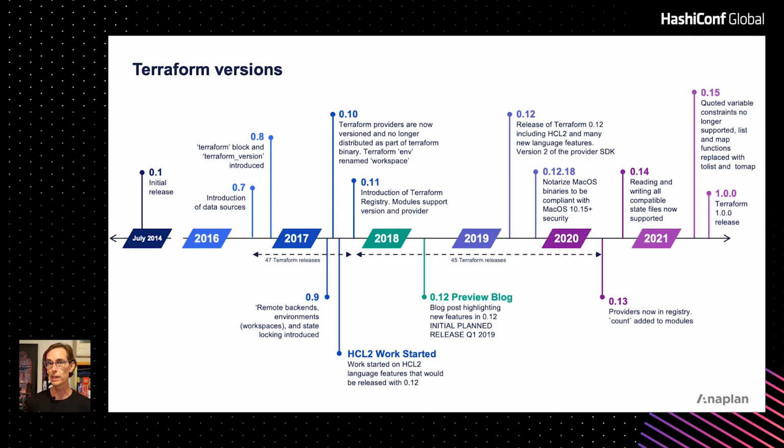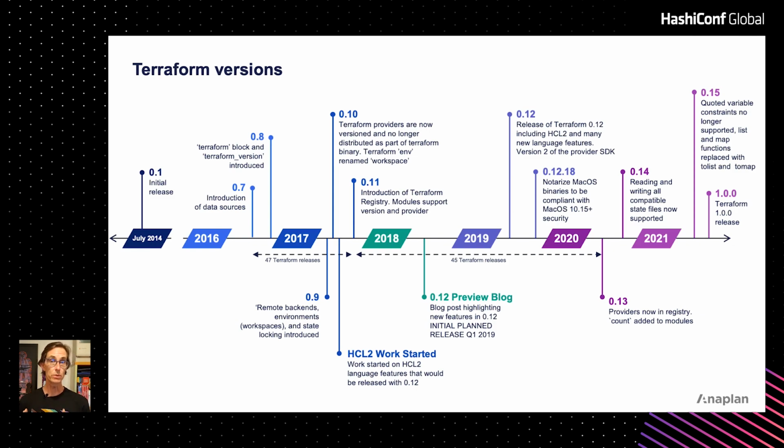0.9 was an important release because what that brought was state locking, the ability to collaborate on Terraform configuration. You had the ability to store Terraform state remotely in things like S3 buckets, but now you had the ability to lock that state. It allowed multiple people to collaborate on the same Terraform workflow. And previously this was only possible if you were using Terraform Enterprise or something third party like Vagrant, things like that.